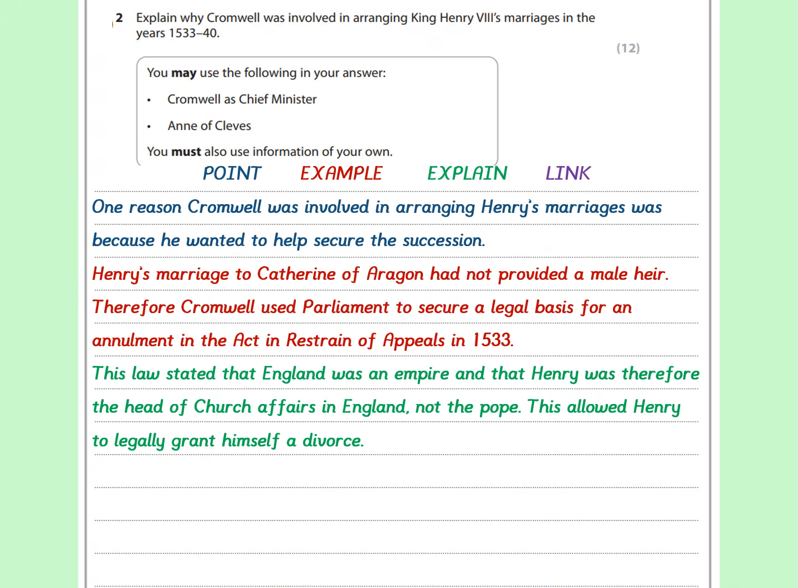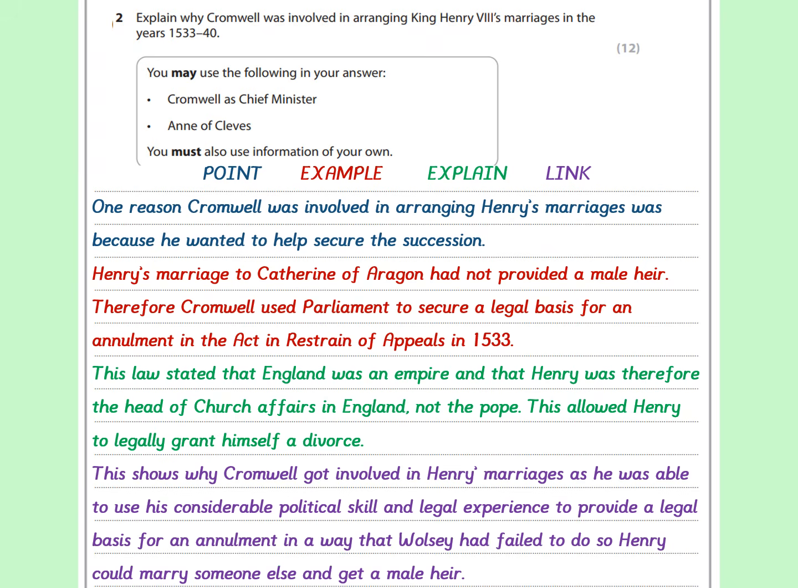This law stated that England was an empire, and that Henry was therefore the head of the church affairs in England, not the Pope. This allowed Henry to legally grant himself a divorce. Then my link. This shows why Cromwell got involved in Henry's marriages, as he was able to use his considerable political skill and legal experience to provide a legal basis for an annulment in the way that Wolsey had failed to do so, and give Henry the chance to marry someone else and secure a male heir.